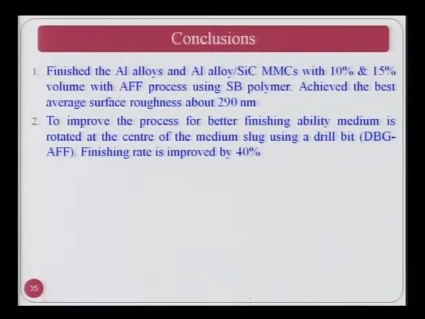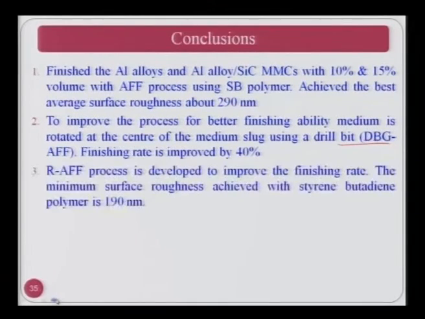To improve the process for better finishing, the medium is rotated at the center of the medium slug using a drill bit, DBG AFF, which I have not explained, but this is one of the techniques used to improve the performance of the abrasive flow finishing process at IIT Kanpur, and finishing rate improved by about 40%. The rotary abrasive flow finishing process was developed to improve finishing rate further. The minimum surface roughness value achieved with styrene butadiene polymer is 190 nanometer, that is 0.190 micrometer.